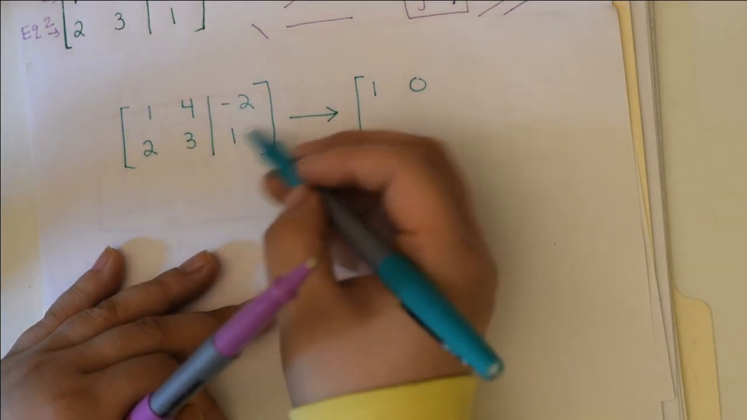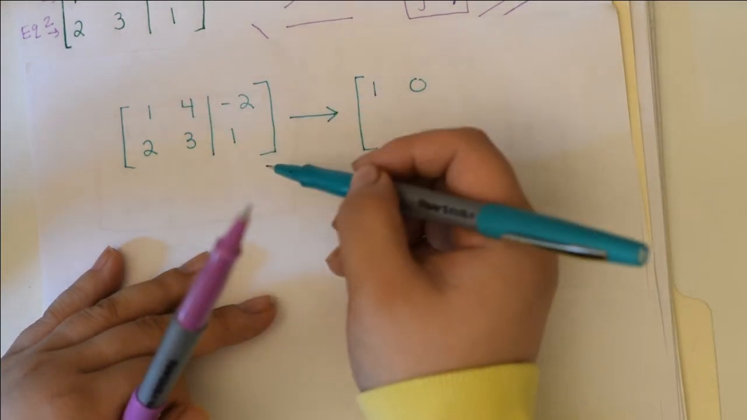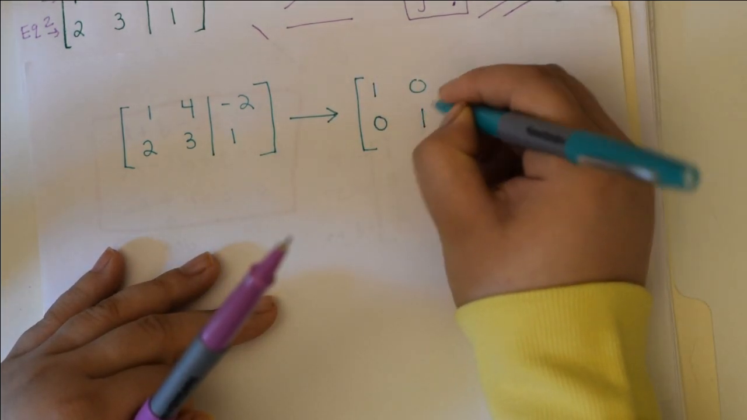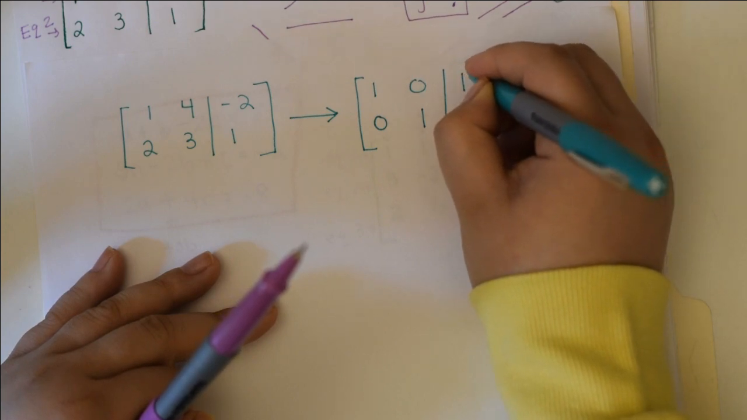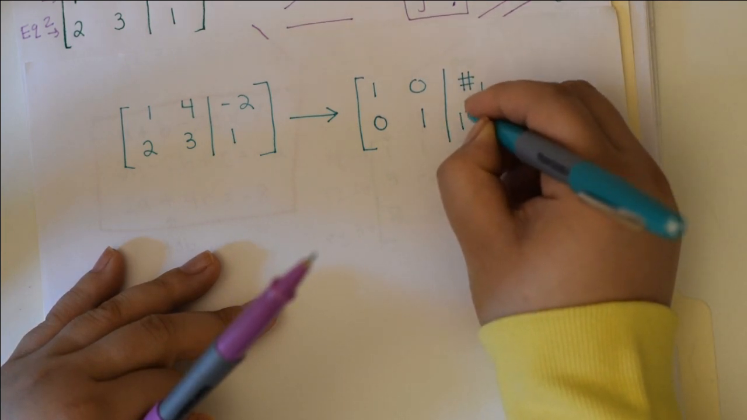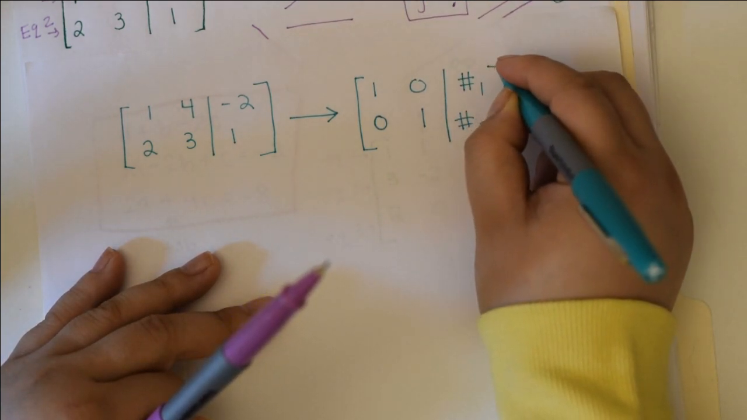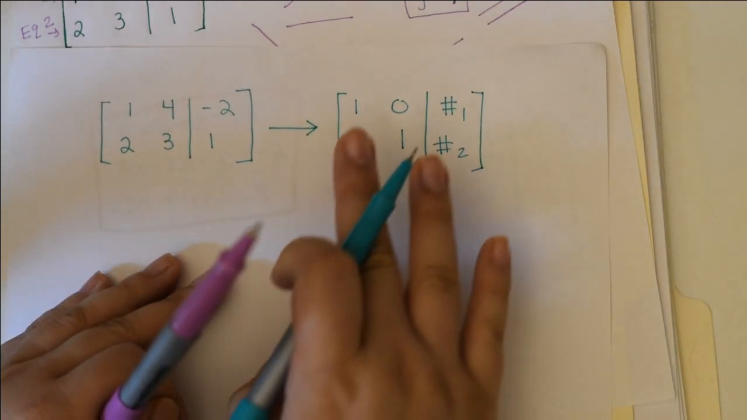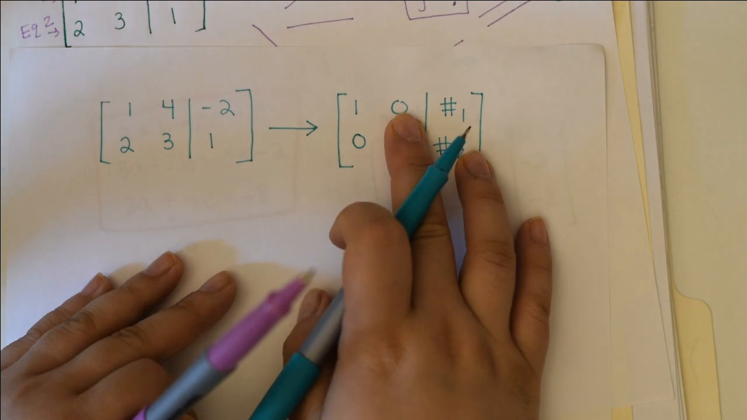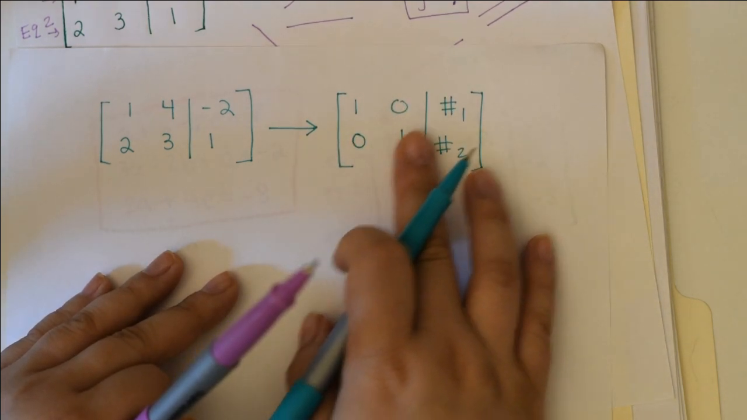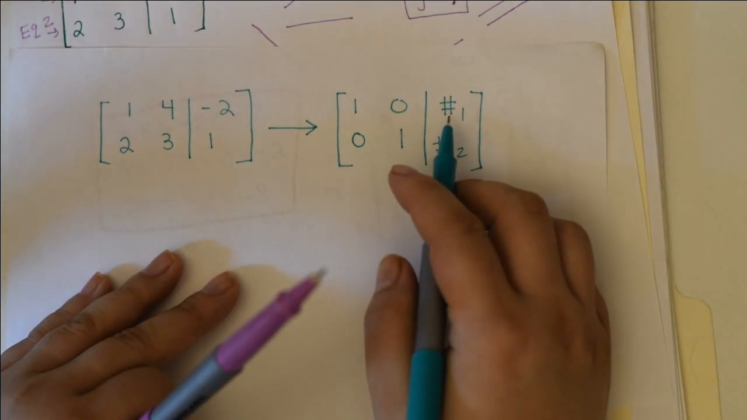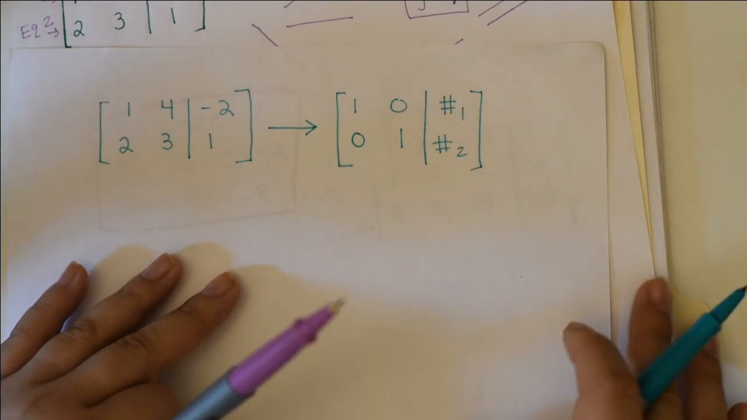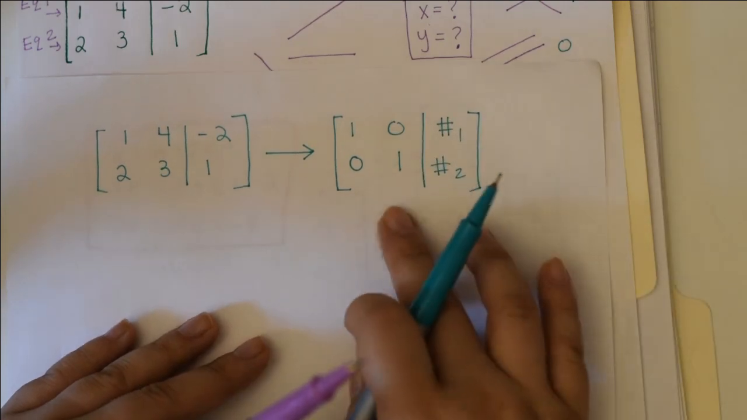The goal is to do stuff to this, which has rules and operations, which we'll go into in the next video. But we want it to look something like this. What is that? We want 1, 0, 0, 1, and then some number, so I just wrote that number 1, and then another number, number 2. So why? What is happening?